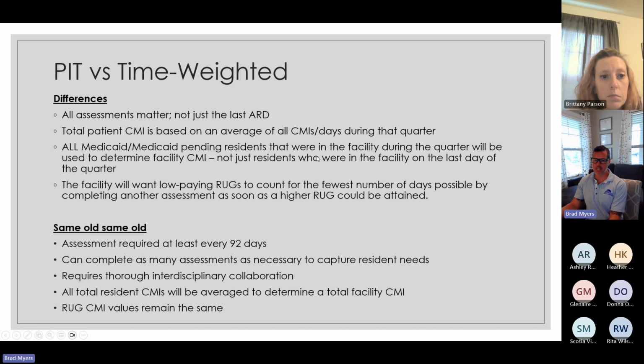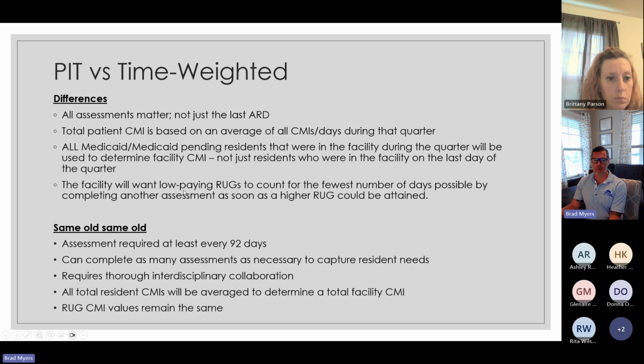All Medicare and Medicaid residents that were in the facility during that quarter will be used to determine the case mix. Previously, under point in time, only the residents who were in the facility on the last day of that quarter, so on March 31st, on June 30th, were going to be counted. You could have had a resident that had this great, super high paying rug, maybe an extensive services from January 1st through March 28th. They get discharged under point in time. They did not count towards case mix, but now they do. So the report is a lot longer because it counts people even that were in the facility for a day.